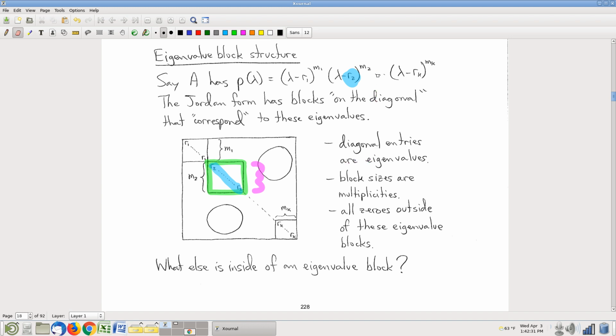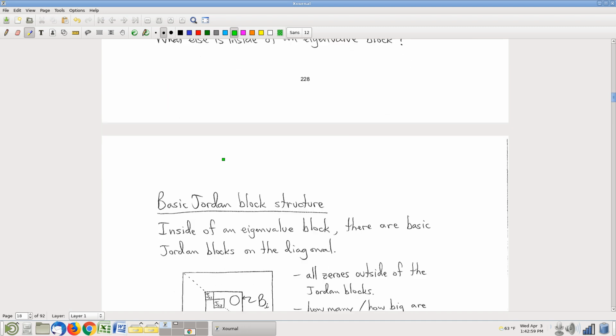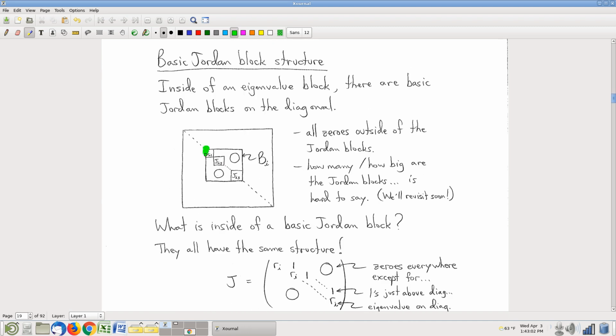Okay, other things to know about the eigenvalue blocks. The big one is everything outside of the eigenvalue blocks, all zeros. That's great news. Let me just remind you, we like zeros. Zeros represent things you don't have to worry about. Right? Okay, so that's good news. Okay, what we're going to do now is turn up the magnification on our little microscope inside of this eigenvalue block. What's inside of that eigenvalue block? Here it is. Here's that eigenvalue block.